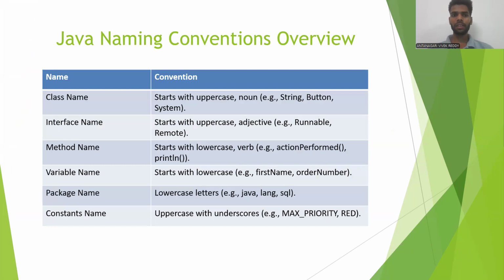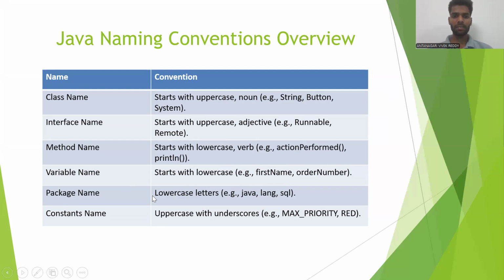Overview of the naming conventions. All the class names should start with uppercase and they should be nouns. Example: String, Button, System. The interface names should start with uppercase letters and they should be adjectives. Example: Runnable, Remote. And the method names should start with lowercase and they should be verbs. Example: actionPerformed, println. And the variable names should start with lowercase letters. Example: firstName, orderNumber.